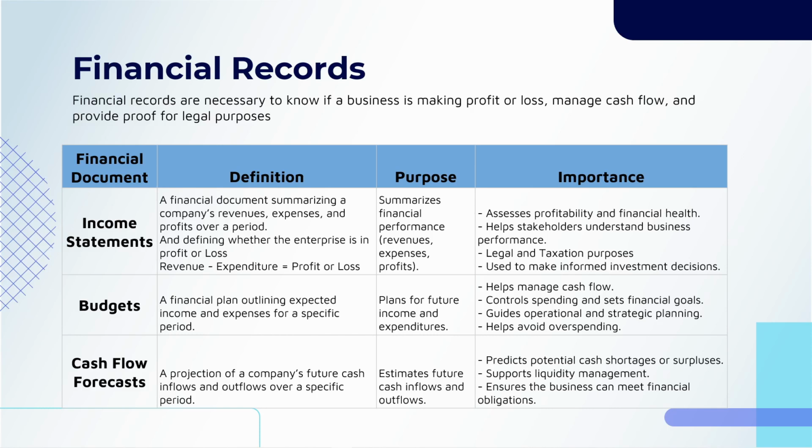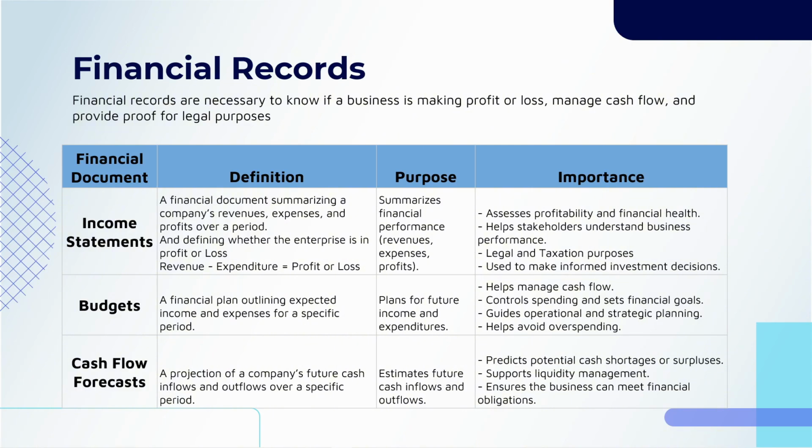Financial records are essential because they show profit or loss, help manage cash flow, and provide legal and tax evidence. Income statements summarize financial performance and help assess profitability. Budgets plan income and expenses, helping to control spending and set goals. Cash flow forecasts predict shortages or surpluses, making sure the business can pay its obligations. This slide is very important because it covers all 3 financial documents that the syllabus requires you to know about.